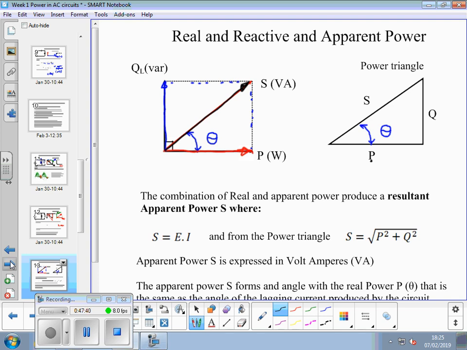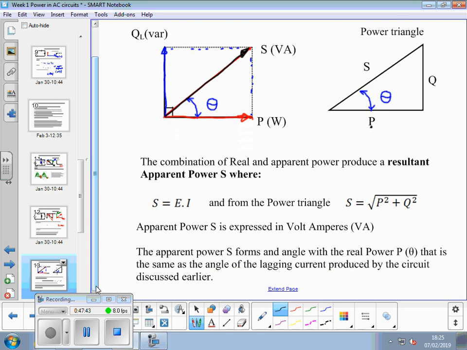Right, so we can calculate S from the applied voltage times the total current, and from the power triangle in terms of Pythagoras' theorem, the square root of P squared plus Q squared. Depending on what information you're given, you can find out what the apparent power is. It forms a triangle with the real power, and the angle is the same as the lagging current produced by the circuit discussed earlier.